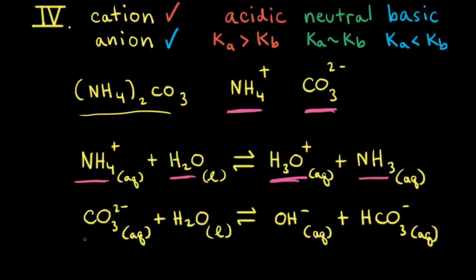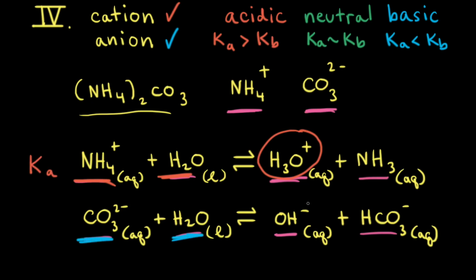Next, we think about the carbonate anion reacting with water. So this is anion hydrolysis. When the carbonate anion reacts with water, it forms hydroxide ions in solution and also hydrogen carbonate. Since the cation hydrolysis forms hydronium ions, if we were to write an equilibrium constant for this acid-base reaction, it would be Ka. And since the anion hydrolysis forms hydroxide ions in solution, if we were to write an equilibrium constant for this acid-base reaction, it would be Kb.